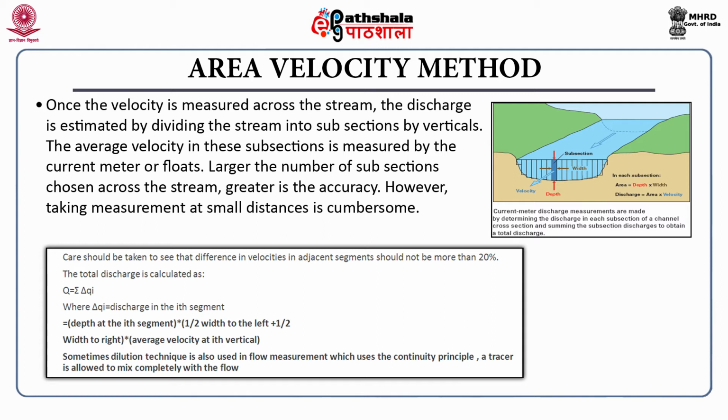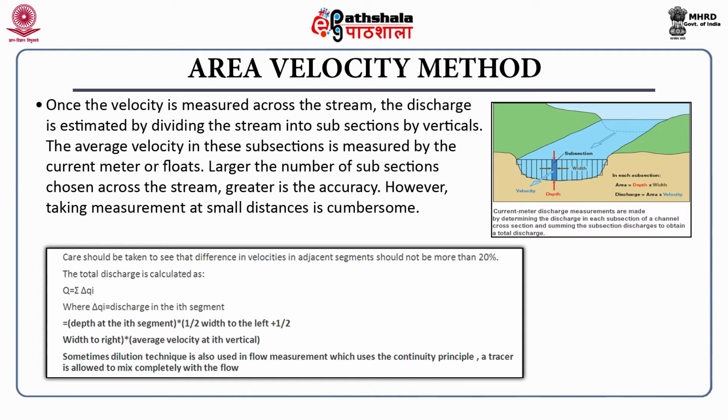and this depth is measured. So what we do is we take half on one side and half on the other side, that is width to the right and width to the left. We take half of those, so that gives us the width and the depth, and with these depth and width, that gives us the cross sectional area.